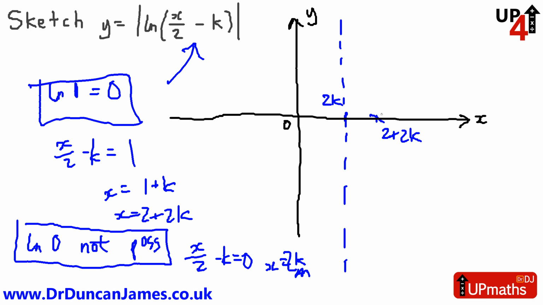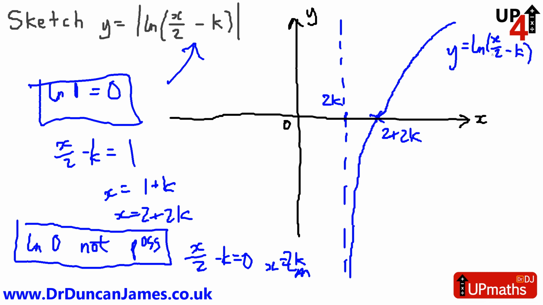So I can now draw my vertical asymptote. Remember earlier we worked out that the graph passes through there. We can now draw our graph. Now that is y equals ln of x over 2 minus k. Clearly I haven't done the modulus yet, so let's correct it and make it the modulus.